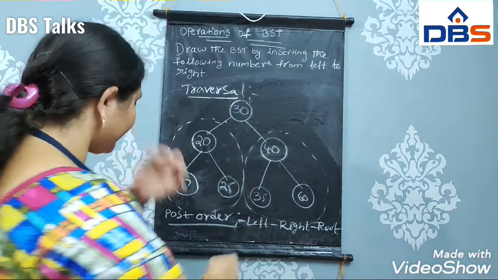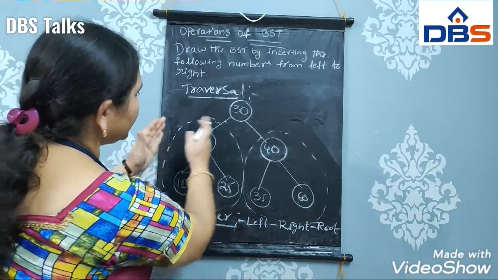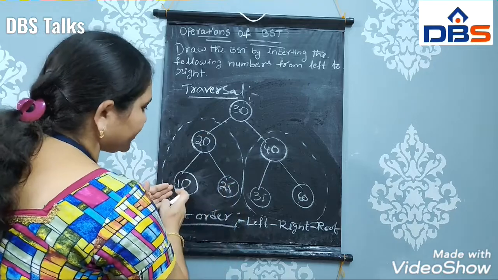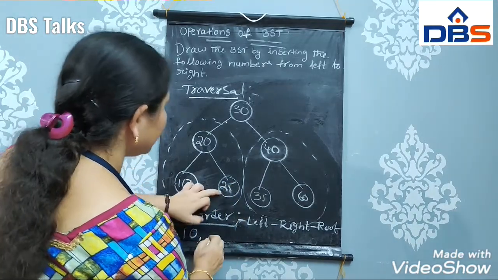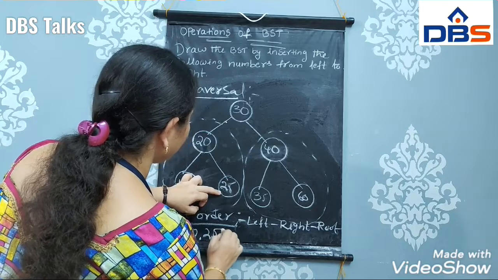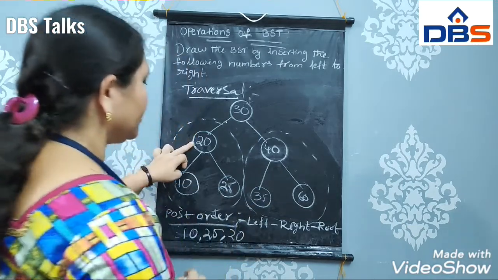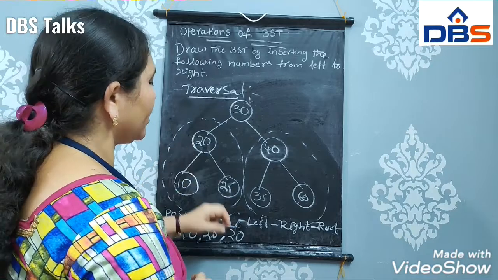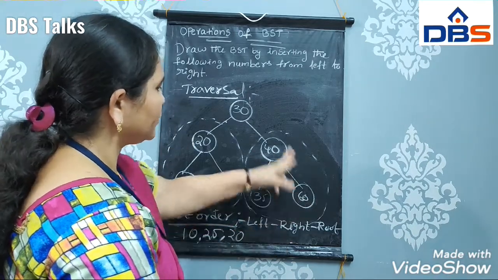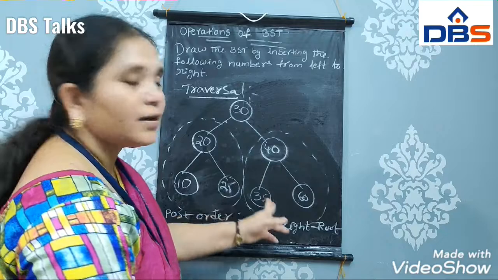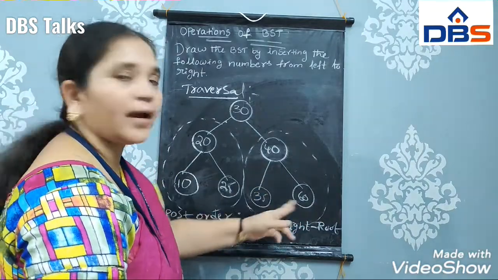Left means what? This is the left subtree. In this left subtree, what is left? 10. What is right? 25. What is root? 20. Again, we are going to perform on the right subtree. This is the right subtree. Again we apply the post-order on the right subtree.